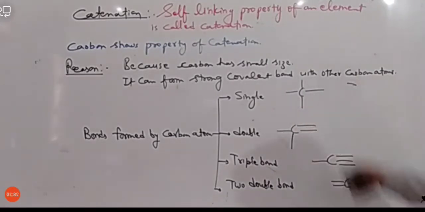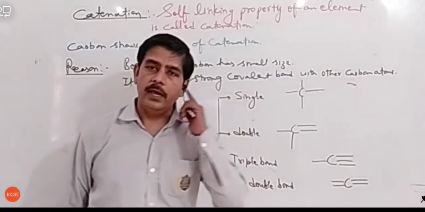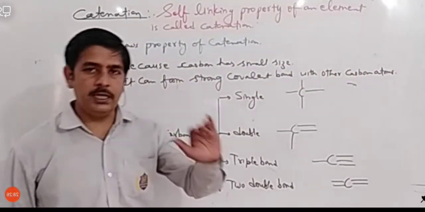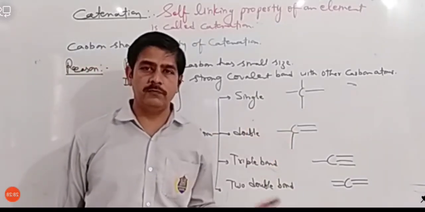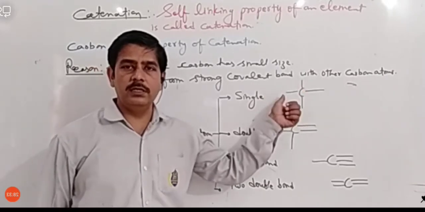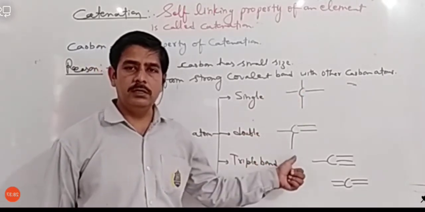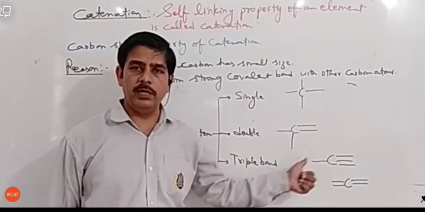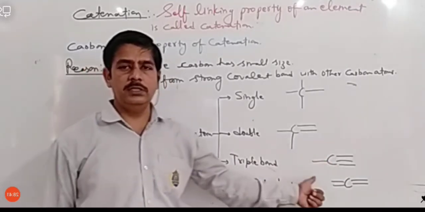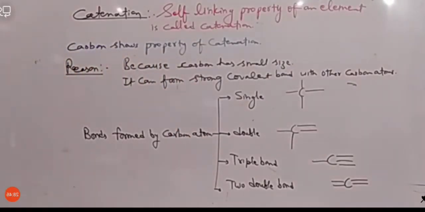But in all examples, what you have observed is that carbon has 4 bonds, but they can be arranged in 4 ways, 4 manners. In the first manner you can see all the bonds are single. In the second manner 2 single, 1 double. In the third 1 triple bond and 1 single bond. In the fourth you can see 2 double bonds. Okay, so there are 4 manners by which carbon forms bonds.